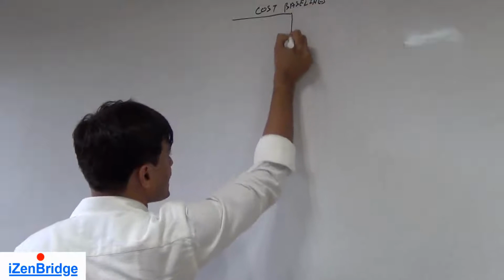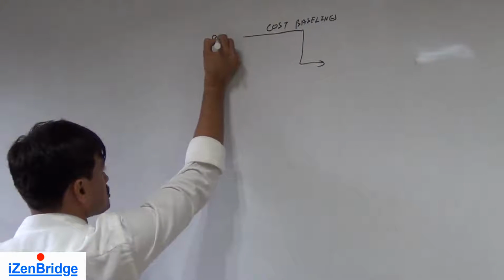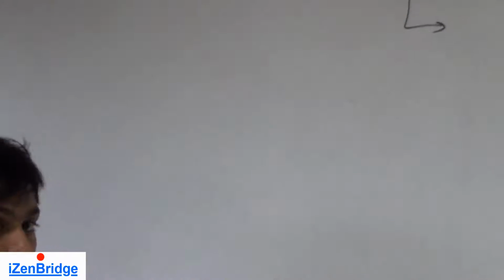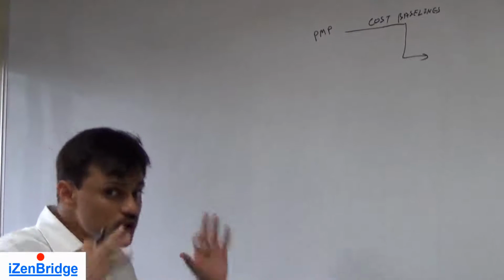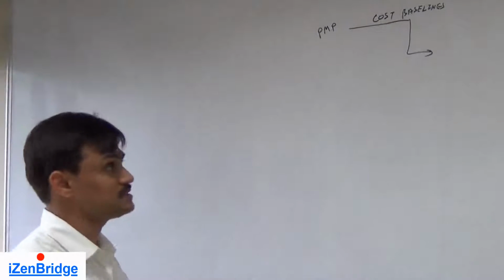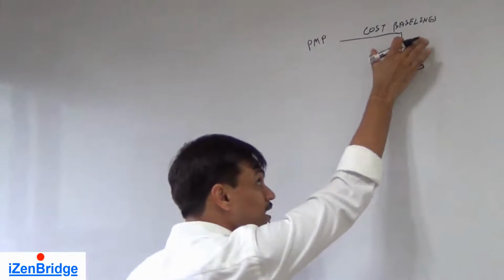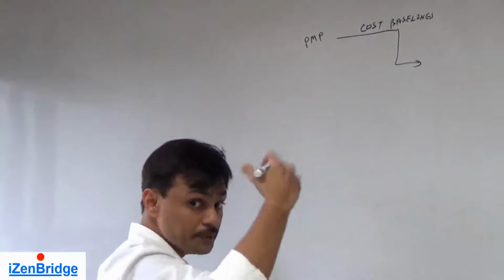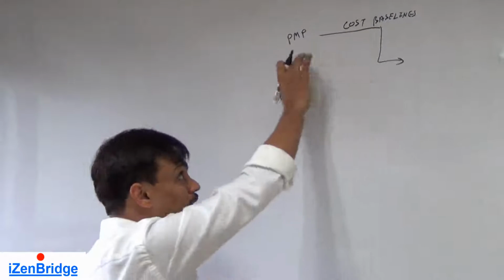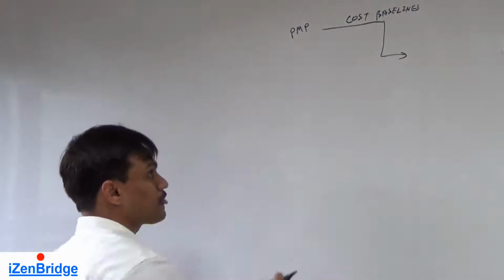Now cost baselines come from the project management plan. The project cost performance is primarily measured against the cost baseline, which was an output of determine budget and it became a part of the project management plan.